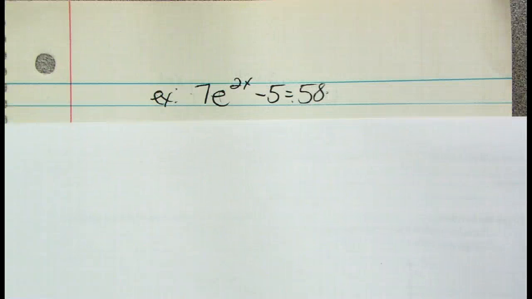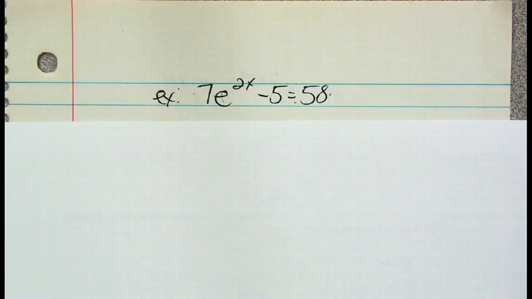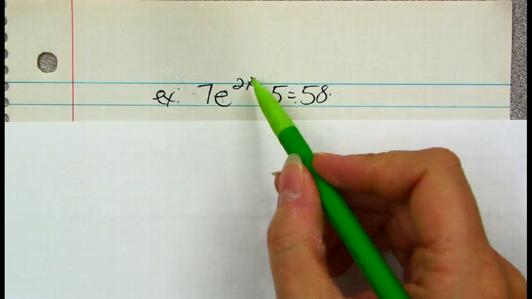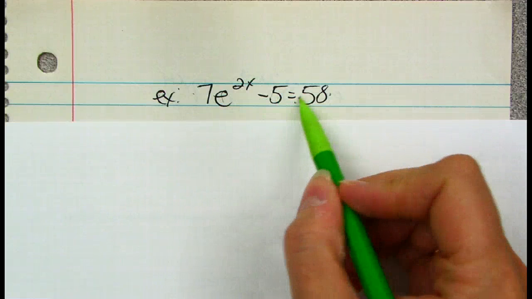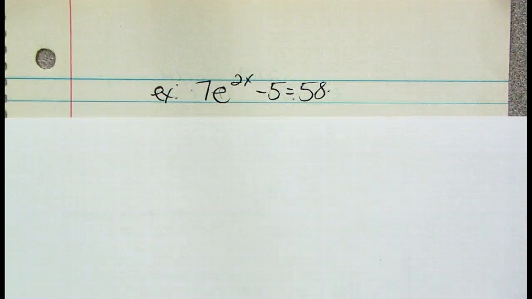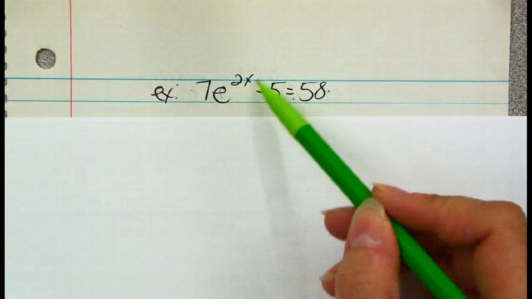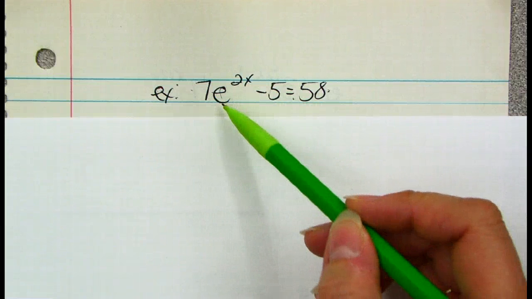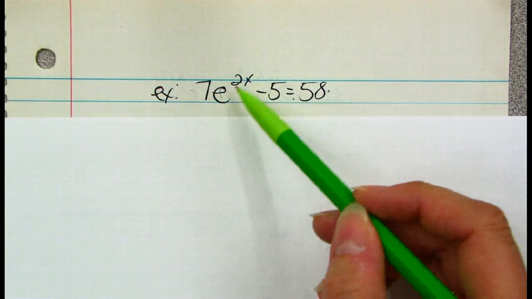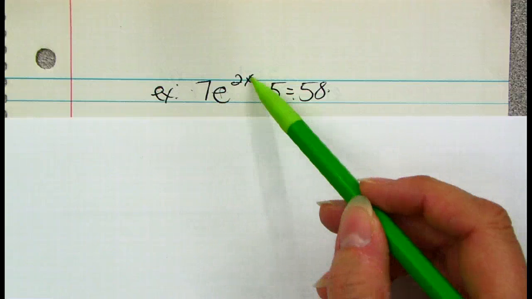I'm going to do actually 3 more examples. Here's the second one. This one says 7 times e to the 2x power minus 5 equals 58. Again, this is clearly not a logarithmic equation. This is still an exponential. I can see it, and where the x is trapped in the exponent position. So in order for me to work on this, I need to isolate my e to the 2x.